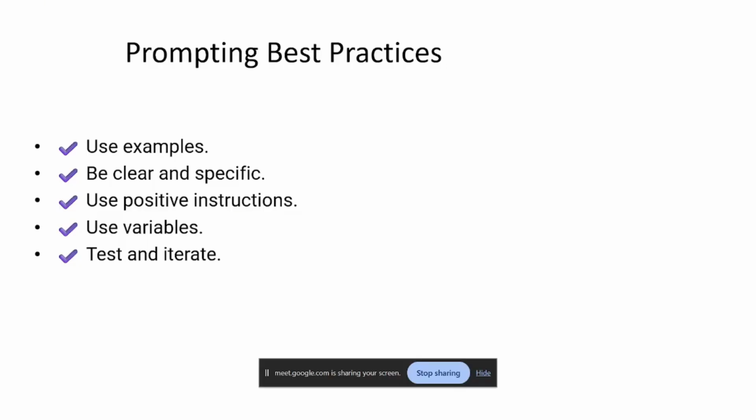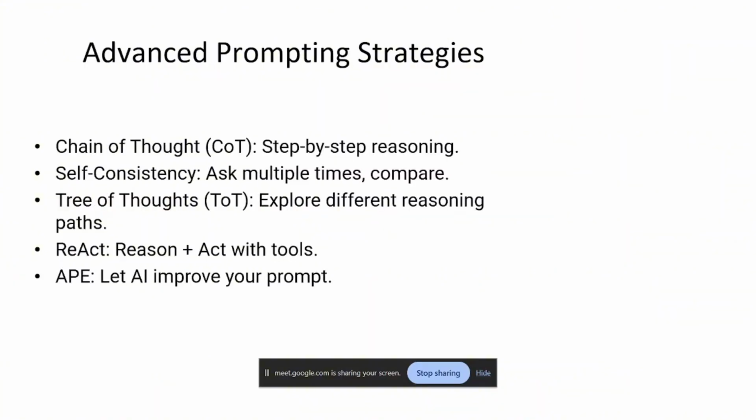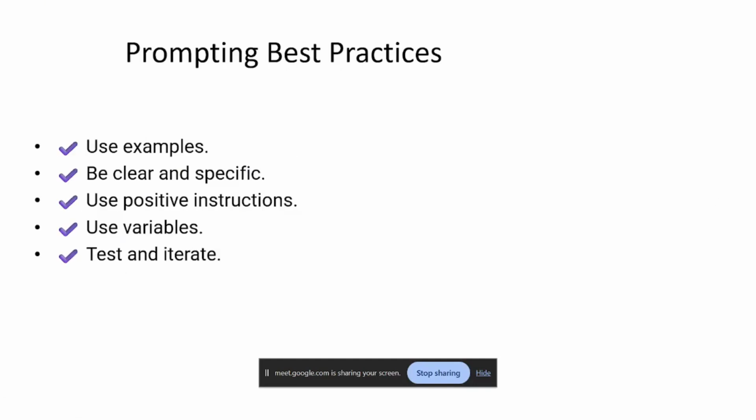So here are the prompting best practices. When you're writing your prompt, it is important you use examples. Just use examples. Let's say for example you want an AI to give you output as numbers. For example, you should give it an example. Tell it to output as numbers, and then you give it like 2 numbers as an example.